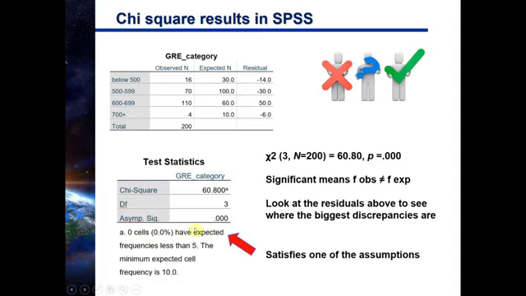Now, just going to point something out. If you look here, we can see that we have satisfied one of the assumptions for the chi-square test. Nobody, that is none of the cells, none of the categories, whether it was below 500, 500 to 599, etc., none had an F expected less than 5. And we can look up here and we see that. You see it goes from 10 all the way to 100. None of these are less than 5. So we have met this assumption.